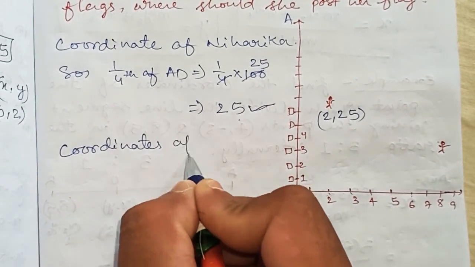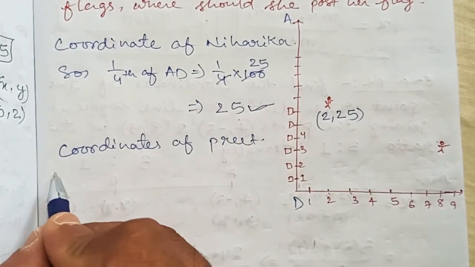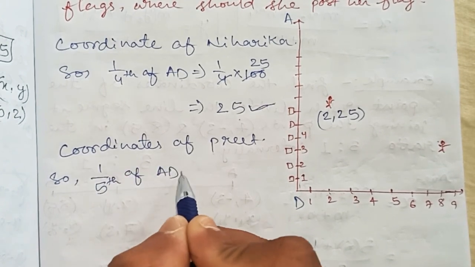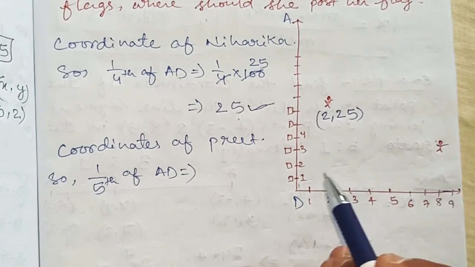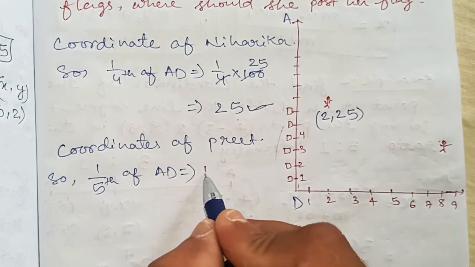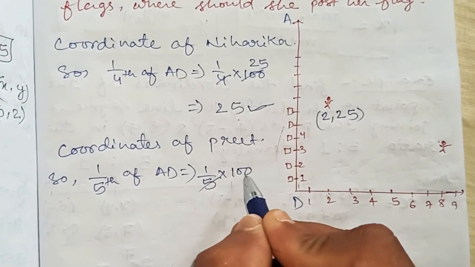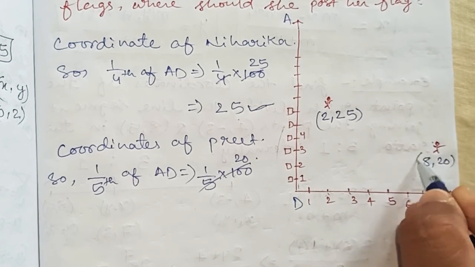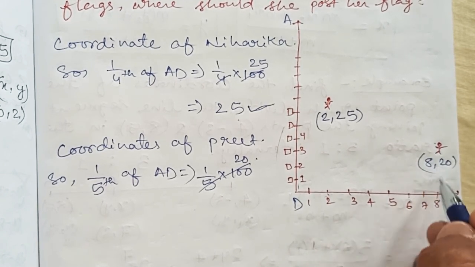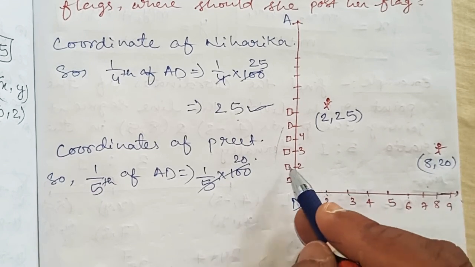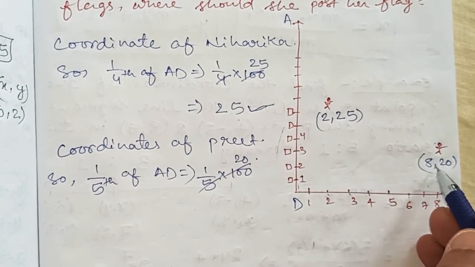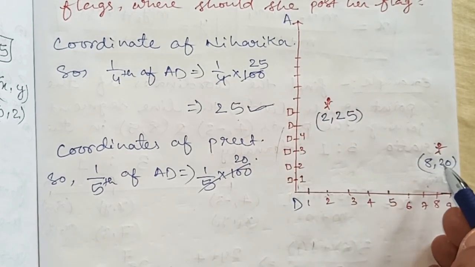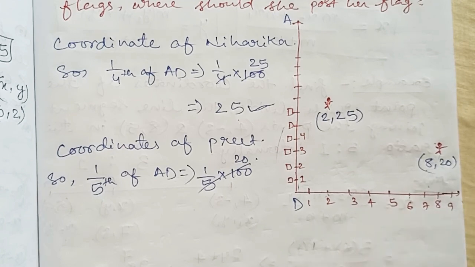Coordinates of Preet will be, she crossed 1/5 of AD. Okay, she has crossed 1/5 of AD. So 1/5 into 100 will cancel to 20. So her coordinates will be 8 comma 20. 8 is from the x-axis because she is running on the 8th line and she has crossed 20 pots on the y-axis. Okay, so the coordinates of Preet will be 8 comma 20.